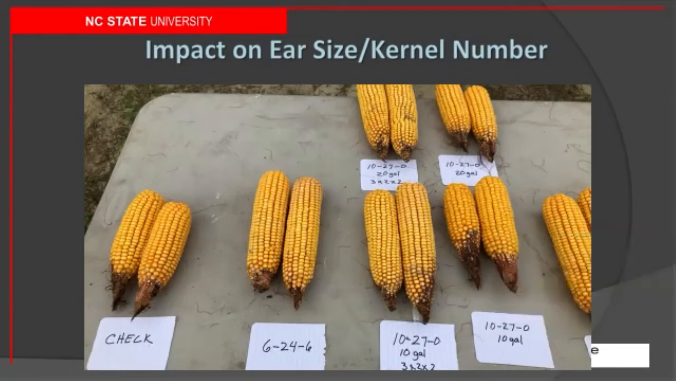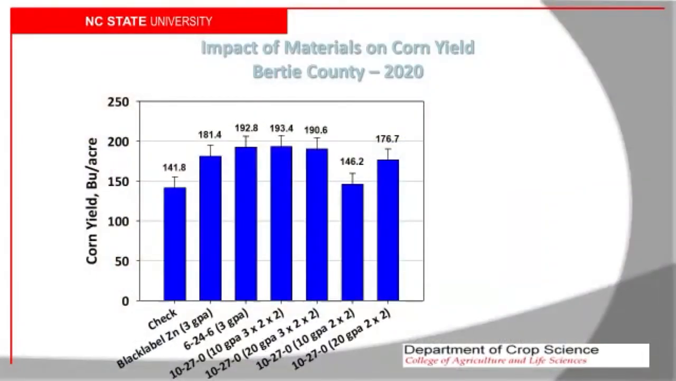Let me take my picture out here that just is distracting. There's the check. You can see the stress we had on those ears at pollination time. The 624-6 looks very good. 1027 and the double 3x2x2, whether at 10 or 20 gallons up at the top. If I can see those total ears at the 20 gallons, you can see they look just maybe a little bit better. And then you can see that the 10 gallon or 20 gallon in just a 2x2 band doesn't match up as well. It's a little better, certainly at 20 gallons. Those ears at 10 gallons didn't look very good in this trial.